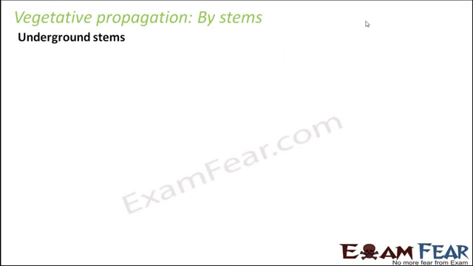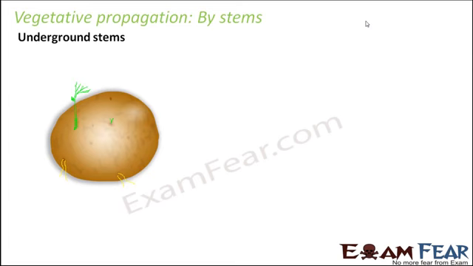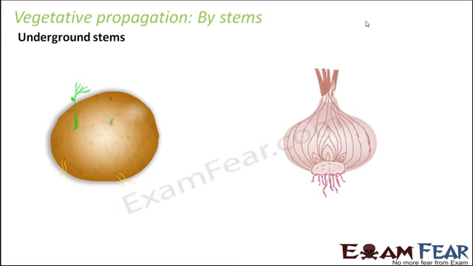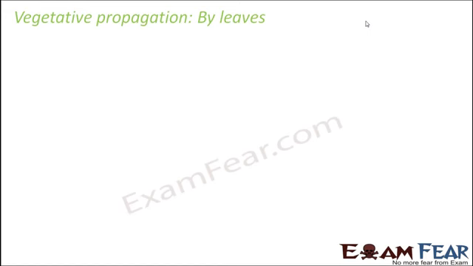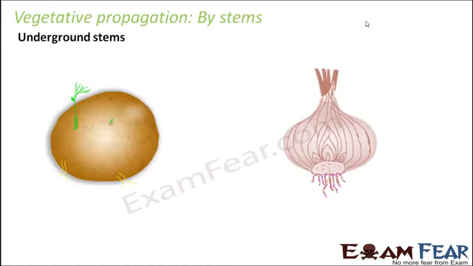The next modification of stem is the underground stems. Normally the stems are above the ground, but there are some specialized stems which develop below the ground, and these stems can also give rise to new plants. So what are the examples of underground stem? The best example will be a potato, or an onion for that matter. So what happens in case of these underground stems?